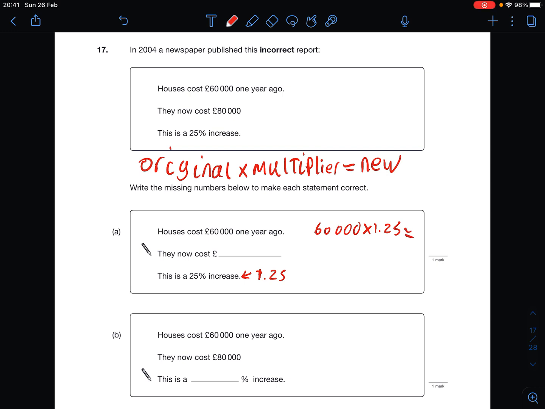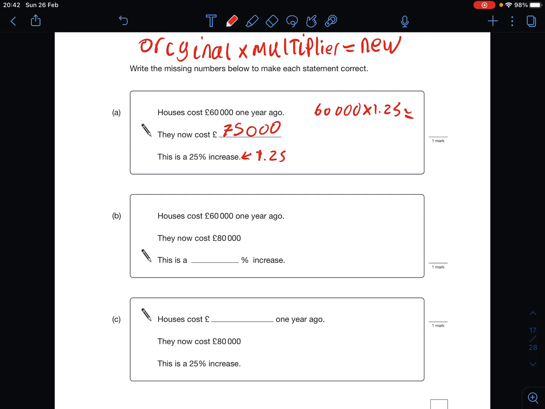Typing that into my calculator gets me 75,000. Okay. That enough zeros? Yes.